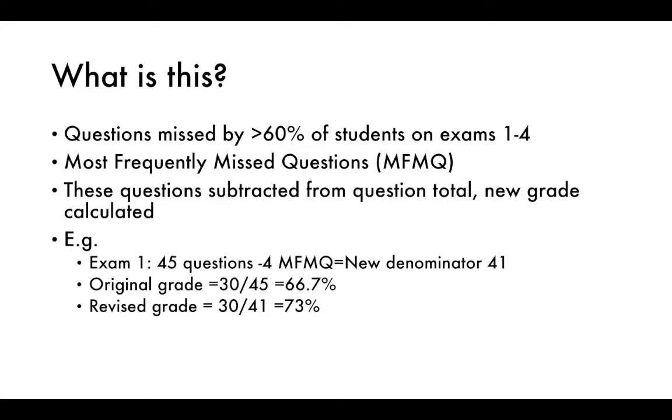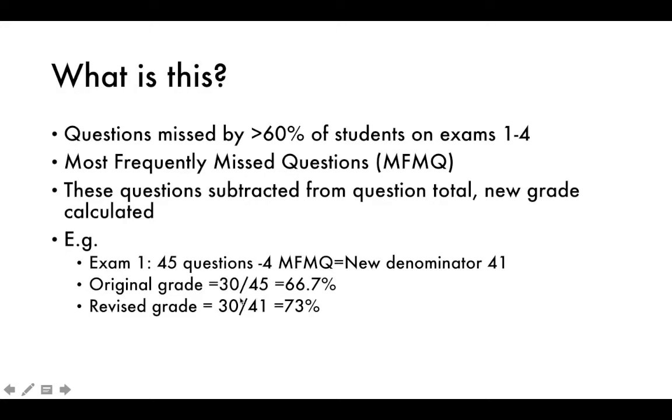So to reconcile that, I will subtract those questions from the total, throw out those questions, so to speak, from the exam, and then I will review them with you, and those questions are going to show up again on the final exam. So, for example, on exam 1, there were 45 questions. If there were 4 most frequently missed questions, that means there are only going to be 41 questions in your denominator.